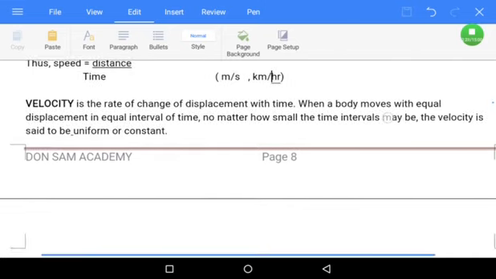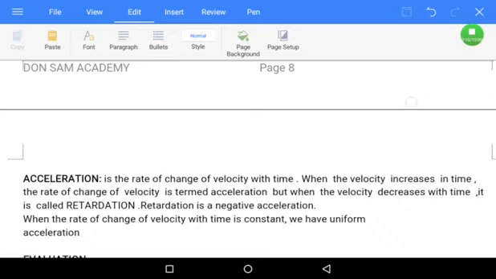Okay, note this part. When you are asked to define constant speed or constant velocity, sometimes we call it uniform velocity. So we want to know that when a body moves with equal displacement in equal intervals of time, no matter how small the time intervals may be, the velocity is said to be uniform or constant. So when you have a body moving with equal displacement in equal intervals of time, that body is said to be moving at what? Uniform speed. Good. So let's move to acceleration.